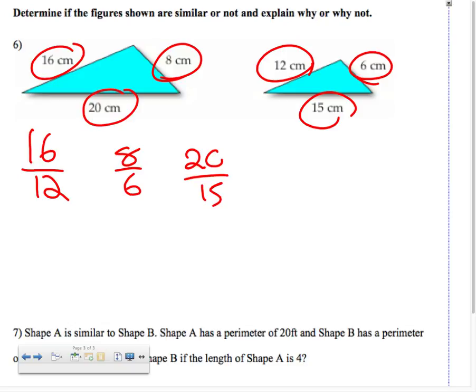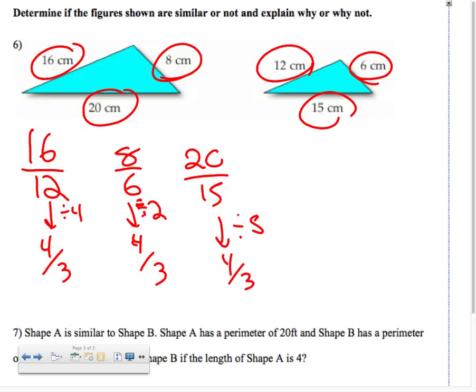And I want to see if these fractions are the same. Well, we can reduce them, so I can divide both of these by 4, and that will get me 4/3. I can divide both of these by 2, and that will give me 4/3. So far so good. And I can divide both of these by 5, and that also gives me 4/3. So in this case, since every fraction reduced is the same, these are similar. So yes, they are similar.